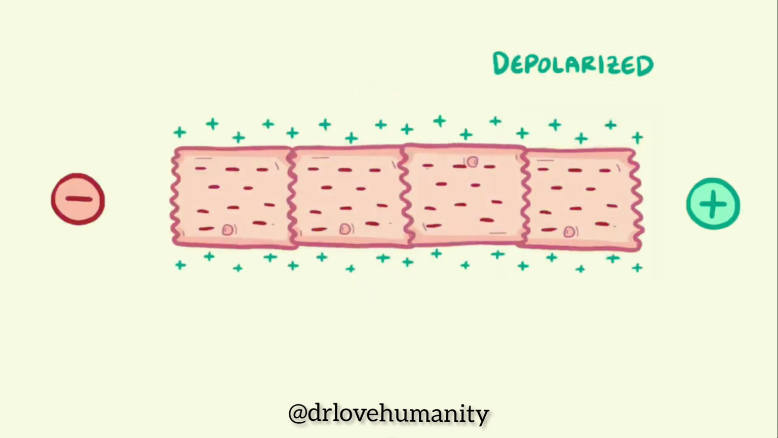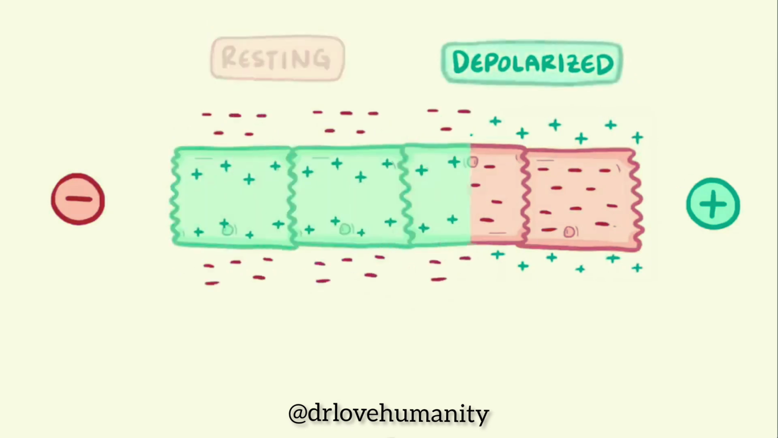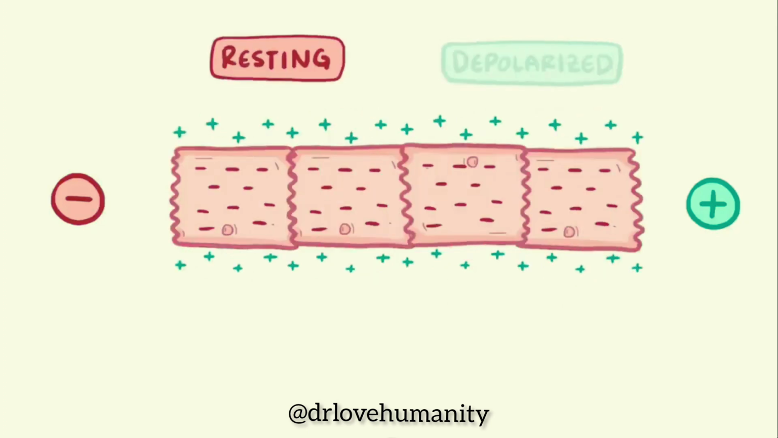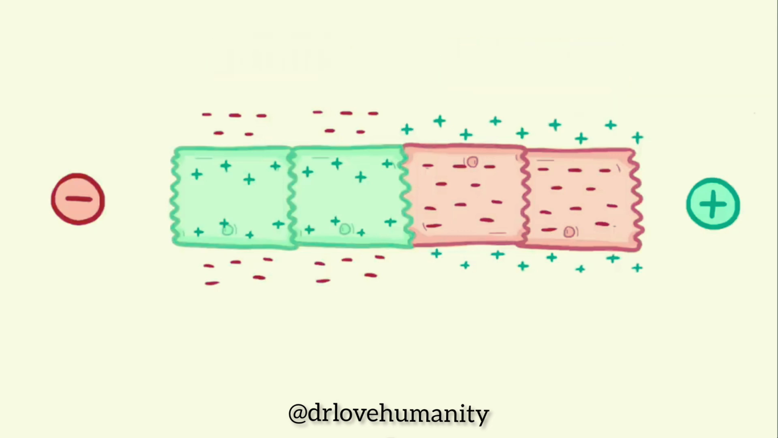So let's say that when this set of cells is at rest, they're red. And then they turn green as the wave of depolarization moves through them. Now, if we freeze this wave of depolarization as it's moving through the cells, half of the cells are positive or depolarized, and half are negative or resting. And so there's a difference of charge across this set of cells.